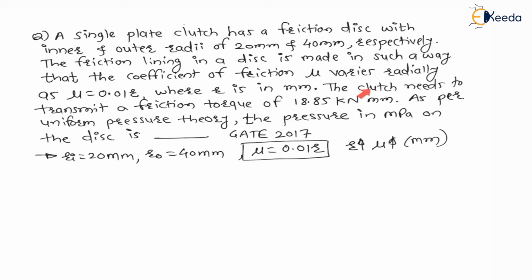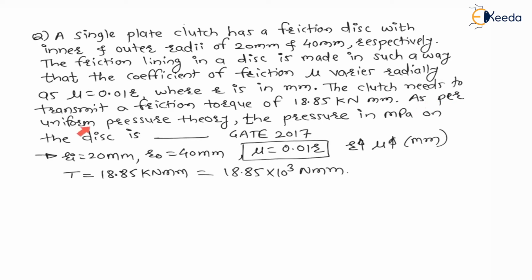Now next, the clutch needs to transmit a friction torque of 18.85 kilonewton mm. Now here the torque transmitted is 18.85 kilonewton mm, which we can say 18.85 into 10 to the power 3 newton mm. This much torque needs to be transmitted.